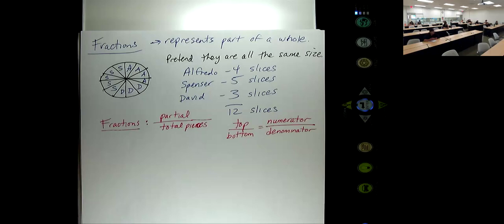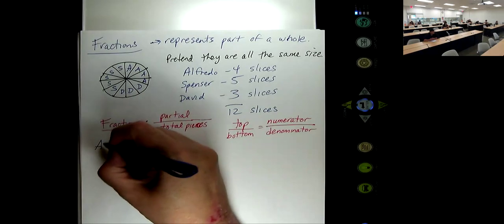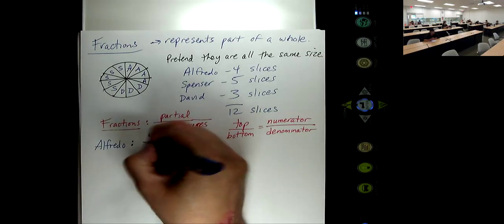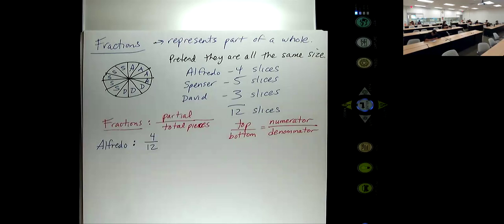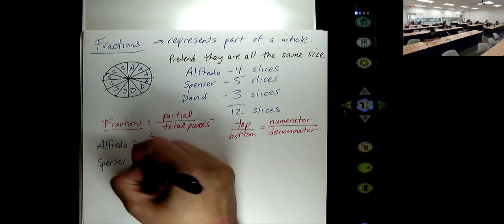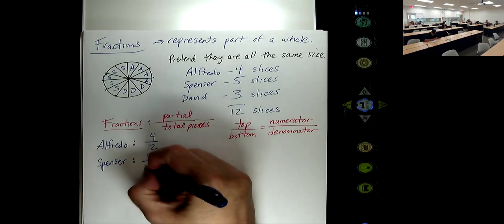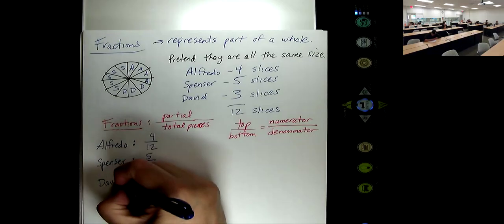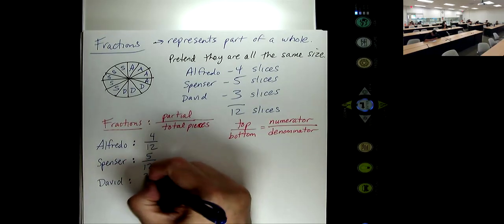So Alfredo had 4 slices out of a total of 12 slices. Spencer had 5 slices out of 12 slices. David had 3 slices out of 12.